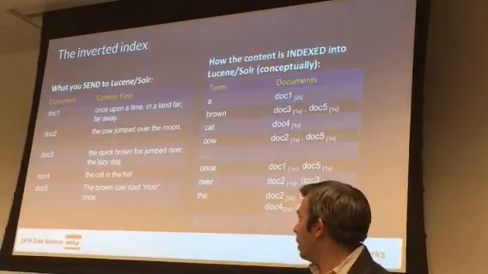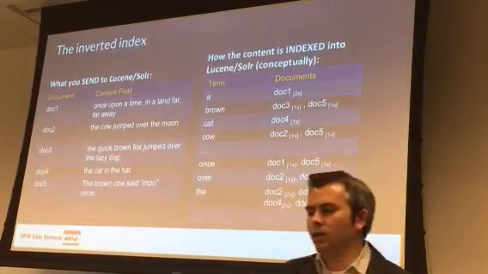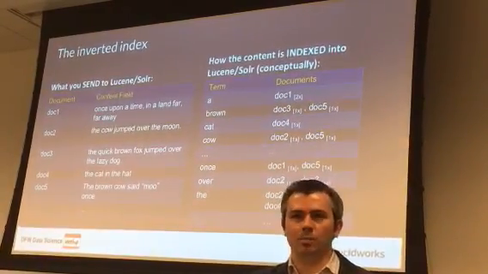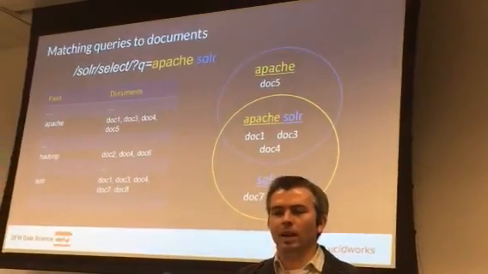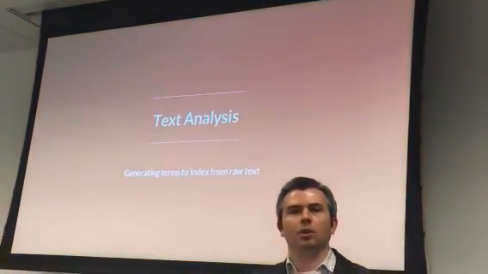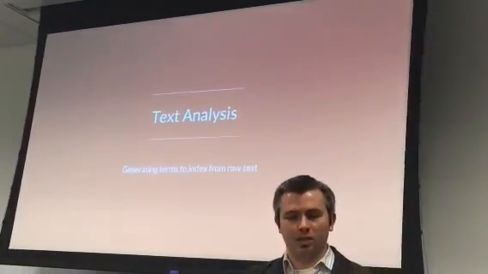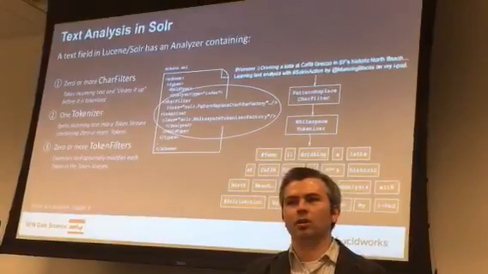The question is, how do I go from having a content field like this, where it's just a bunch of text, to having an inverted index? The naive thing to do would be, hey, let's just split on space, and every time I see a space, that's a new word. But in reality, language is a lot more complex than that. And so one of the things you get out of the box with Lucene-based search engines like Apache Solr is a really rich text analysis chain.